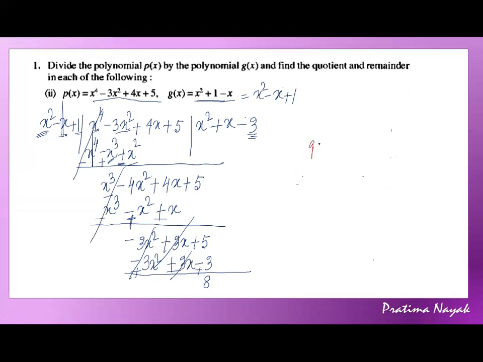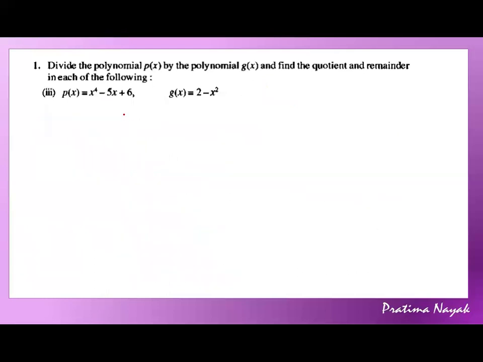So Q(x) is equal to x square plus x minus 3 and the remainder polynomial is 8. Part 3: x to the power 4 minus 5x plus 6. I'm dividing with, how to write this? I'll write minus x square plus 2. Otherwise it will be a mistake. So minus x square plus 2.